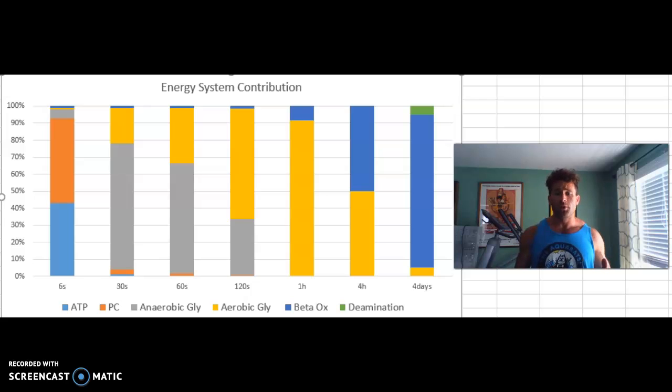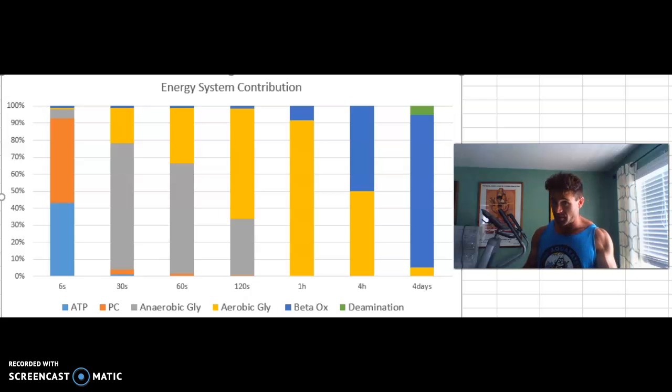If you're doing a sport, there are going to be parts where you're going hard on that ATP PCr because that's at maximal sprint, and then there are going to be parts where you're doing a walking recovery, which is going to be mostly beta oxidation and some aerobic glycolysis, depending on meals, training history, and everything else. But keep in mind, you're never just using one energy system.